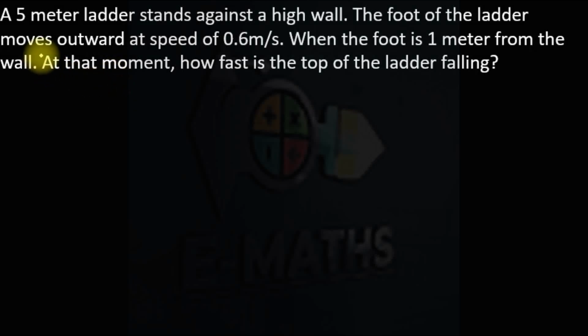They ask, a 5-meter ladder stands against a high wall. The foot of the ladder moves outward at a speed of 0.6 meter per second. When the foot is 1 meter from the wall, at that moment, how fast is the top of the ladder falling? Okay, so you can see this is an application of differentiation.